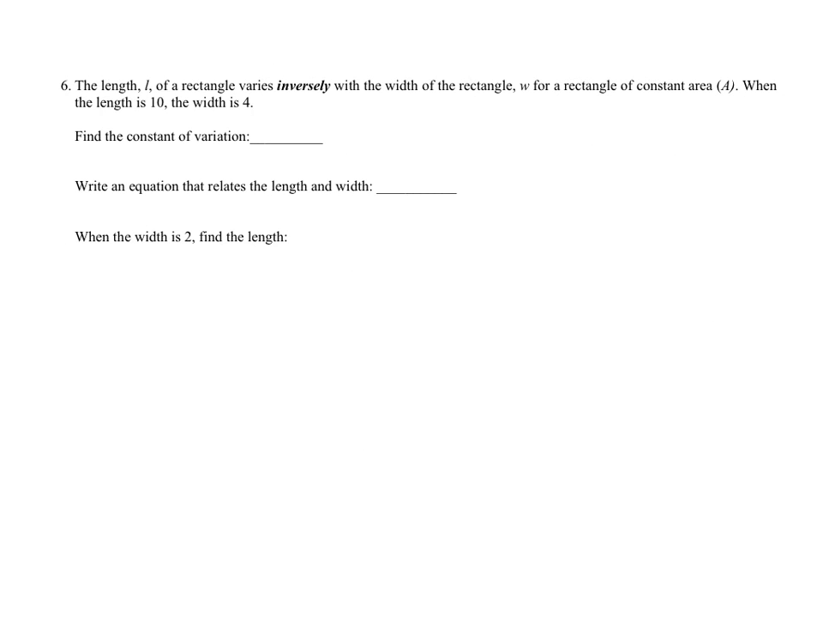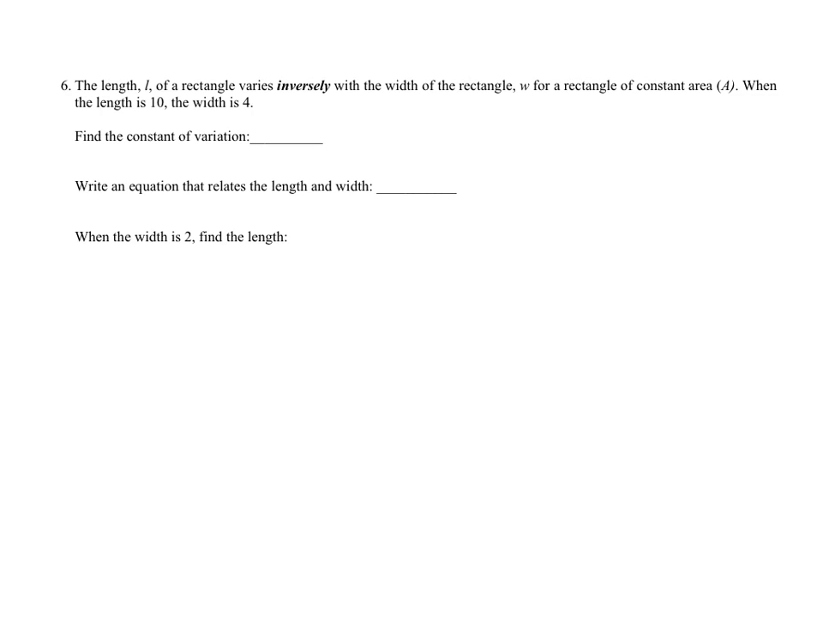All right, last question. The length L of a rectangle varies inversely with the width of the rectangle W for a rectangle of constant area A. When the length is 10, the width is 4. So there's a lot of information there, not super hard. So just like direct variation, the first thing mentioned is y. The second thing mentioned is x.